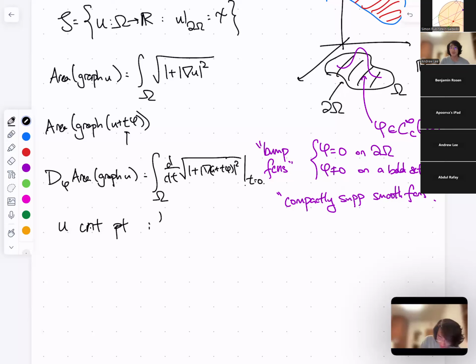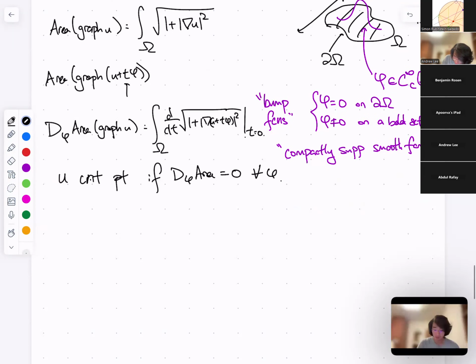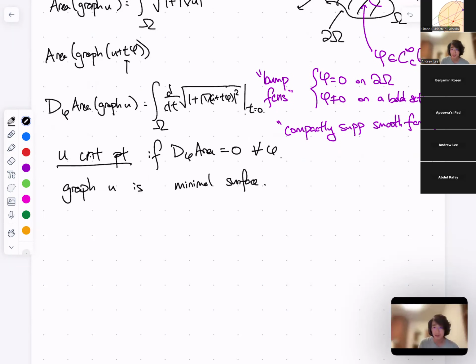Okay, so this is great. And this is what we end up calling the graph of u. Sorry, I'm going to continue my notation. The graph of u is what's called a minimal surface. So these are generalized soap films. Okay, this is great, but is there a way to phrase this in terms of the gradient of area? The answer turns out to be yes.